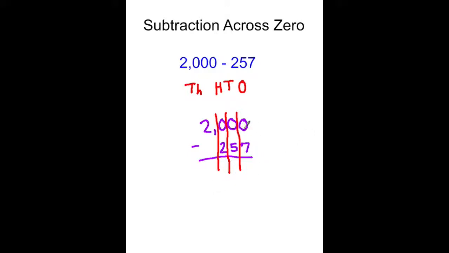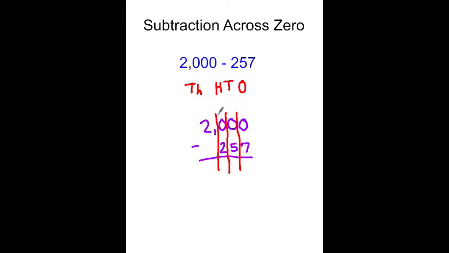I'll start with the ones place, and right away we have a problem. We can't subtract 0 minus 7 because we can't take 7 ones from 0 ones. We don't have any ones, so we need to go to the tens place. Can we take a 10 and change it for 10 ones? Apparently not, because again we have 0 tens. So now we're going to go to the hundreds place. Can we take 100 and turn it into 10 tens? We can't even do that.